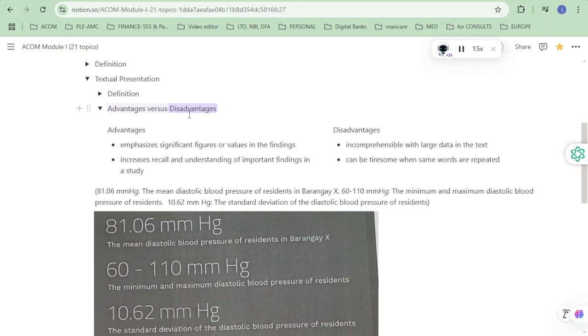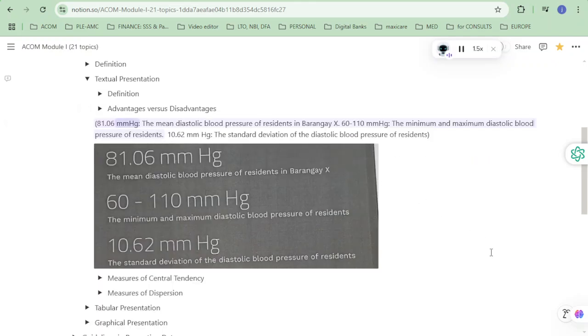Advantages versus disadvantages. Advantages. Emphasizes significant figures or values in the findings. Increases recall and understanding of important findings in a study. Disadvantages. Incomprehensible with large data in the text. Can be tiresome when same words are repeated.